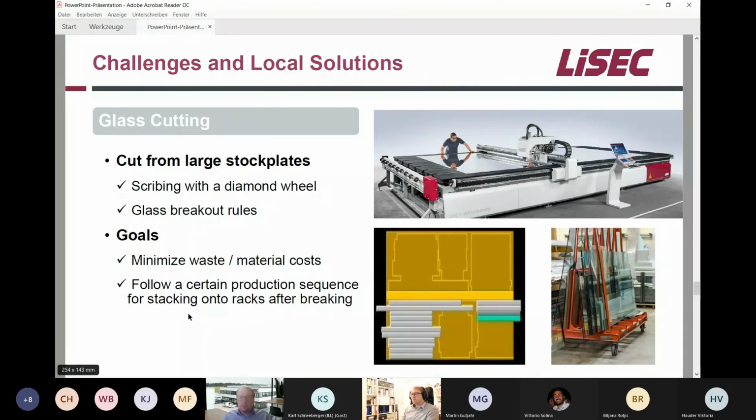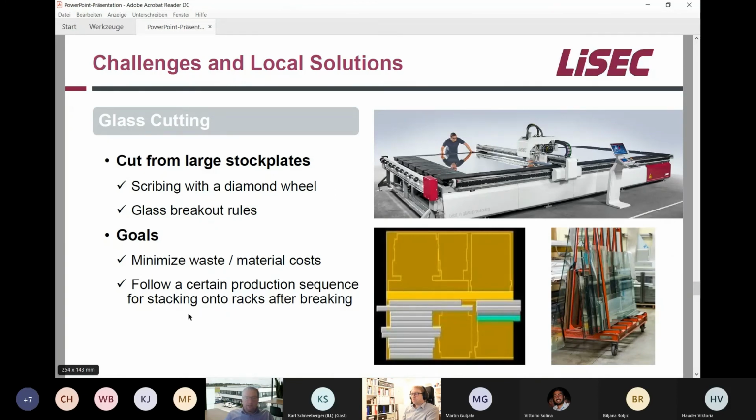In the end, it means we need a 2D optimizer for the glass, of course, with the goal of minimizing the waste and minimizing the material cost. And as expected, we want the breakout sequence of the smaller pieces to happen already in a way that we can then stack the glass onto the internal racks, again prepared for the IG line and again prepared for the delivery. So this is, in essence, why I started with the delivery area as an explanation why this influences the whole production flow.